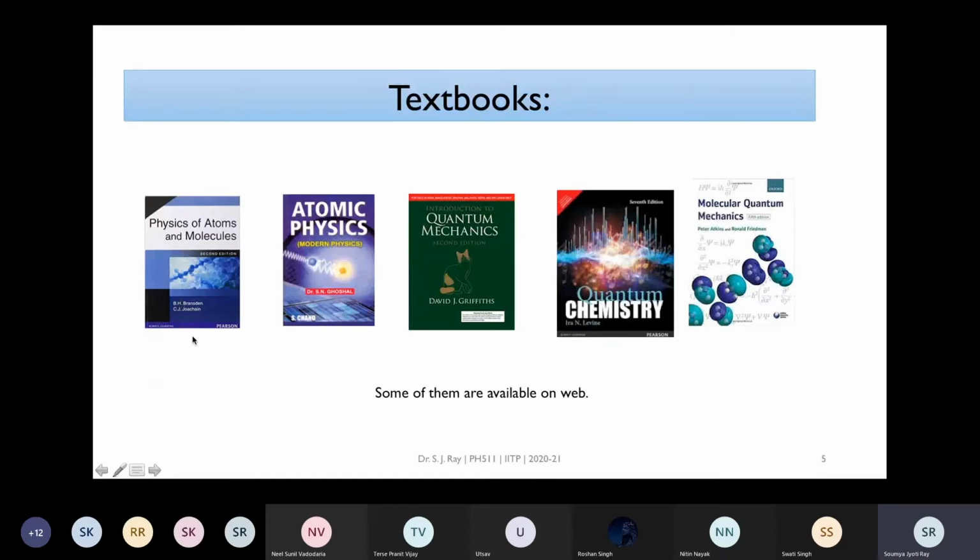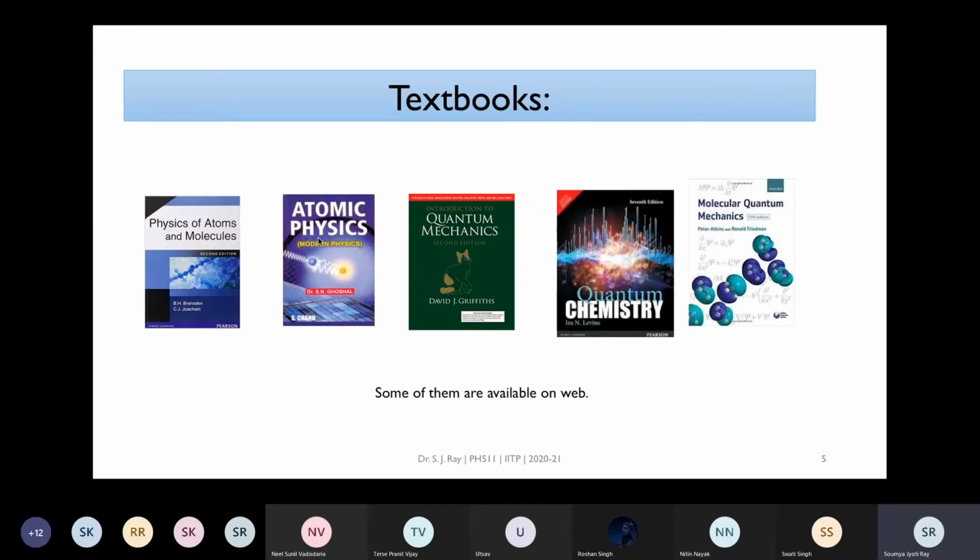So these are the textbooks which will be used here. The primary book which I will be covering, at least for the first part, is Physics of Atoms and Molecules by Bransden and Joachain. If you want, you can buy it. It will cost you around 1,100 rupees or something.